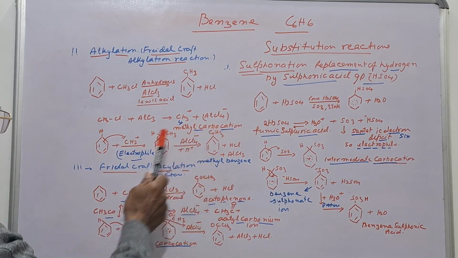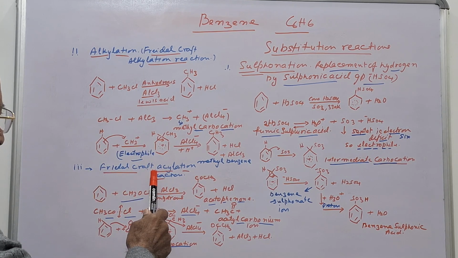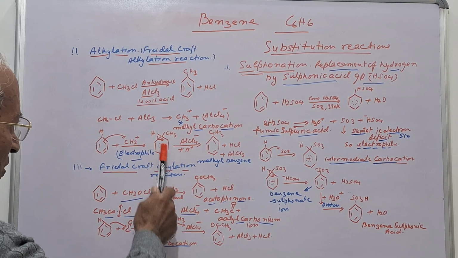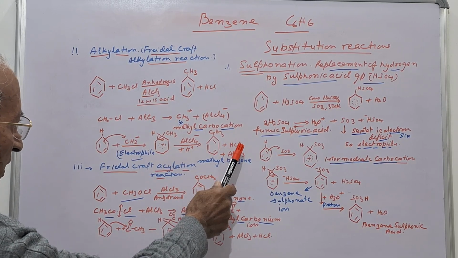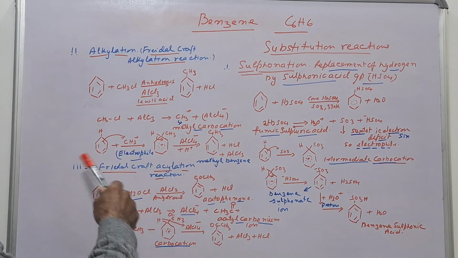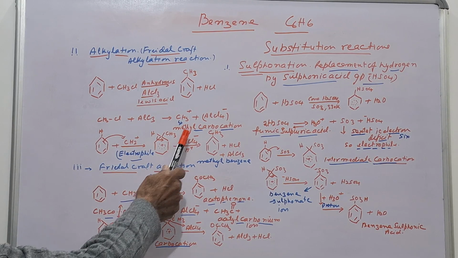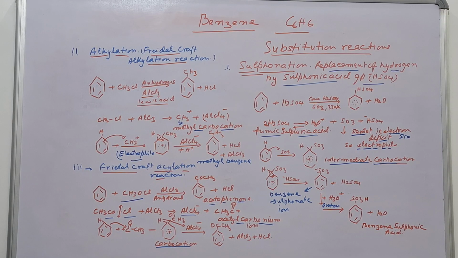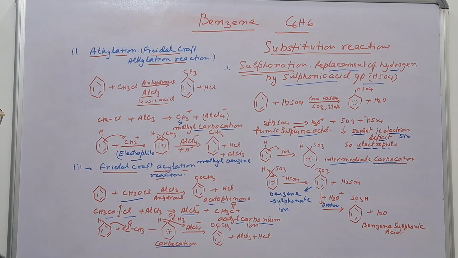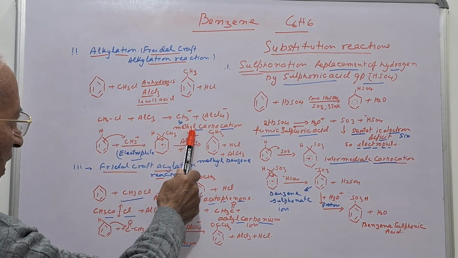This methyl carbocation attacks the benzene to form an intermediate product, and this intermediate product then loses the hydrogen to form aluminum chloride, HCl and the methyl benzene. So this is the mechanism of the alkylation. Simply, a methyl carbocation is formed. Here again, this anhydrous aluminum chloride, which is electron deficient, creates the methyl carbocation.